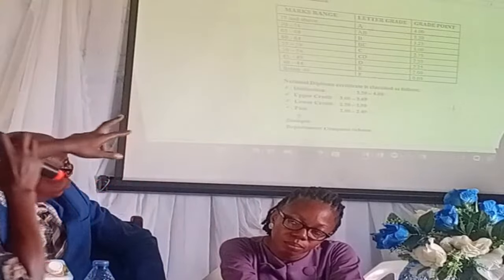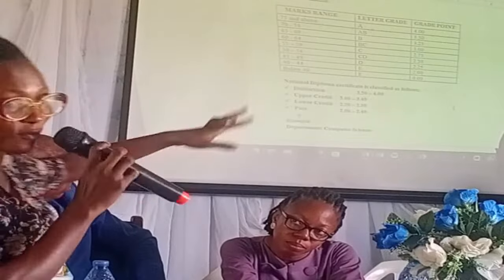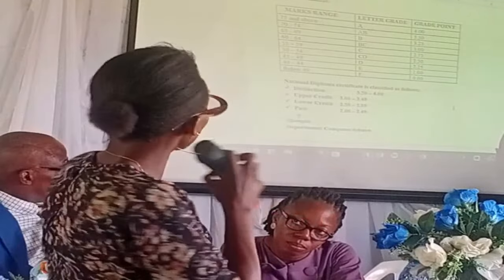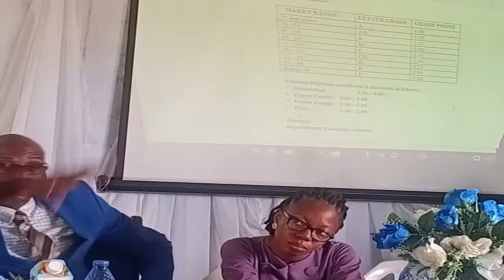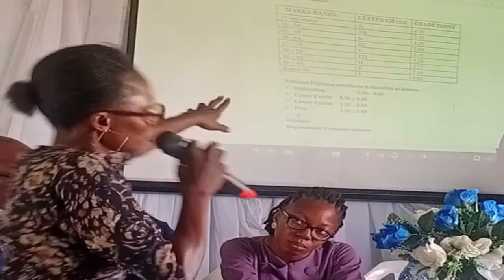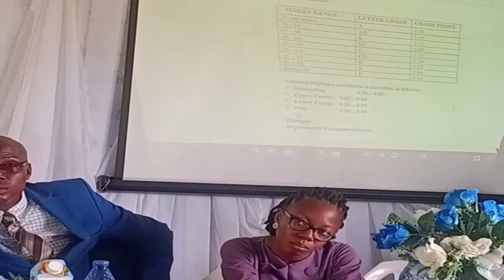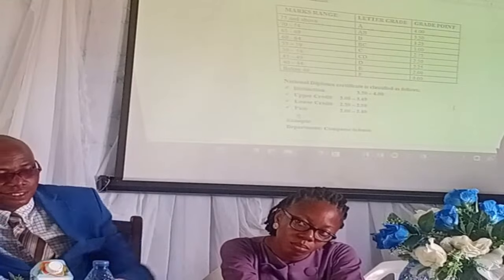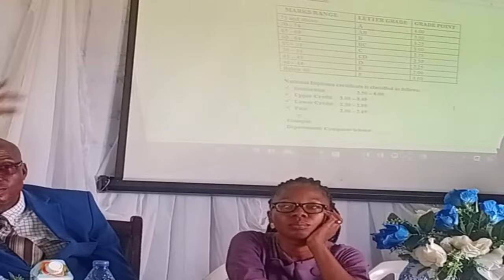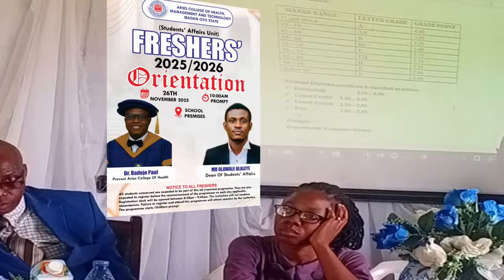40 to 44 is E, then the point for that is 2.00. And if you get anything below 40, that means you fail, and it's 0.00. As I said earlier, that means you have to redo that course. If you get below 40 over 100, you fail that course and you have to register it again.